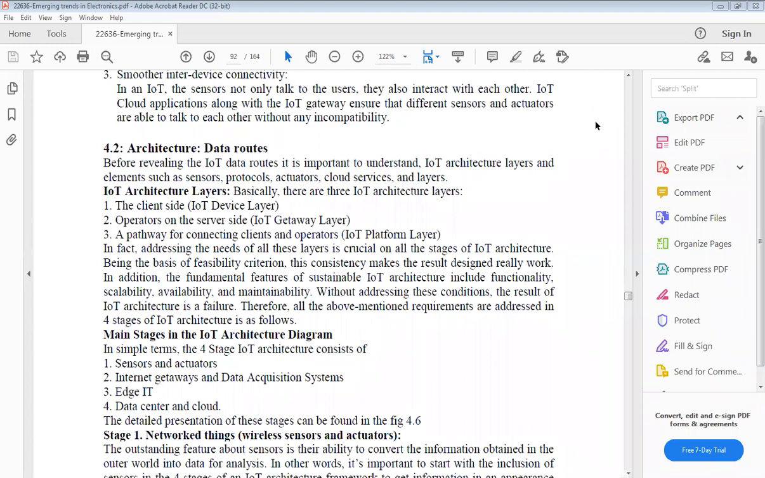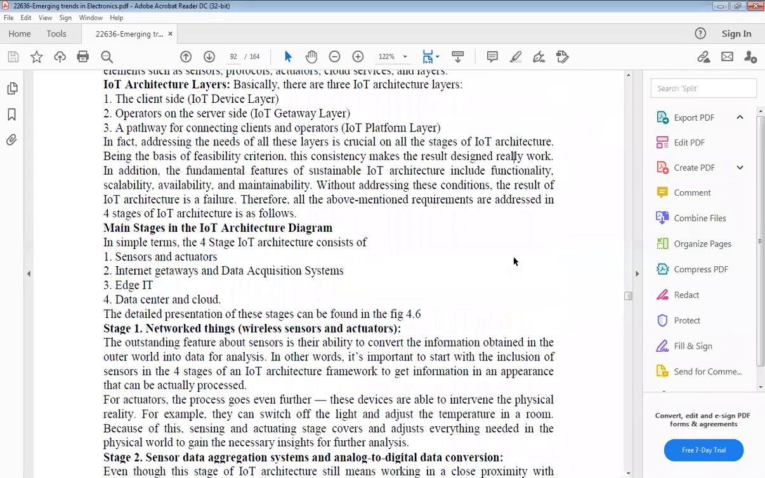The 4 stages are the sensors and actuators, internet gateway and data acquisition system, edge IT, and data center and cloud. So the 3 layers are divided into 4 stages. The client side is obviously sensor and actuator. The operator side is nothing but the data center and cloud, and the pathway is divided in 2 stages, that is internet gateway and edge IT. So these stages are elaborated here.